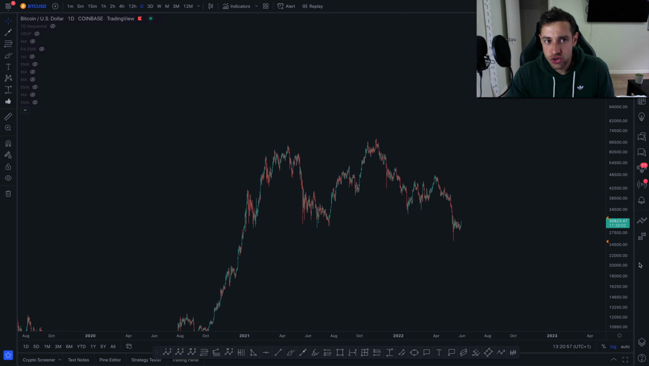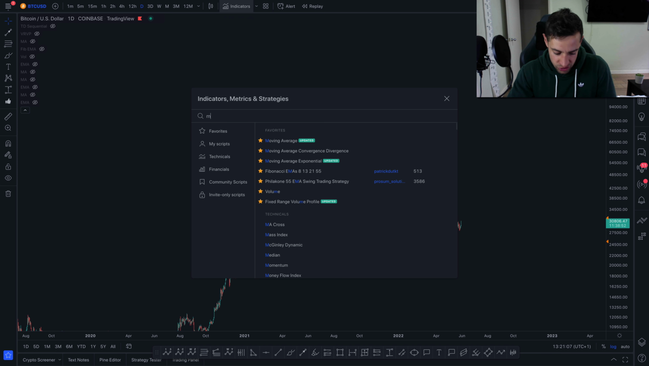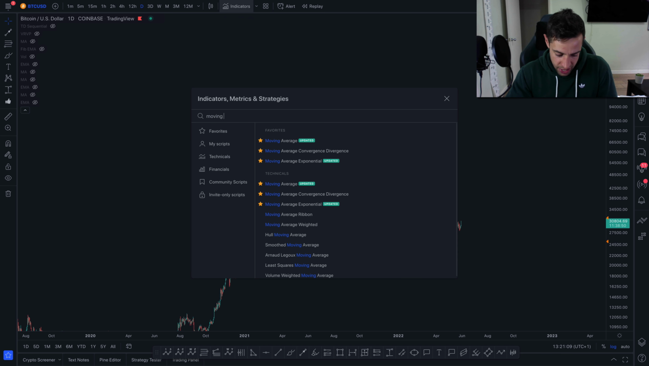Before we get into any of the strategies, we want to know what the differences are between the different moving averages and how to get them up on our screen. So first thing we're going to do is go onto indicators at the top on TradingView. We're going to type in moving average, okay? And you can see that we have the 2 options that we want, which is the first one, moving average, and then we have moving average exponential. So you can hit those and they will appear on the left-hand side of your screen on TradingView.